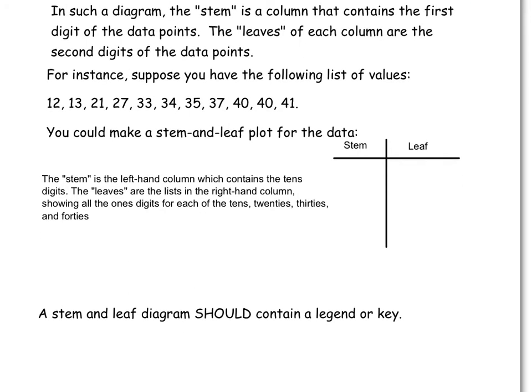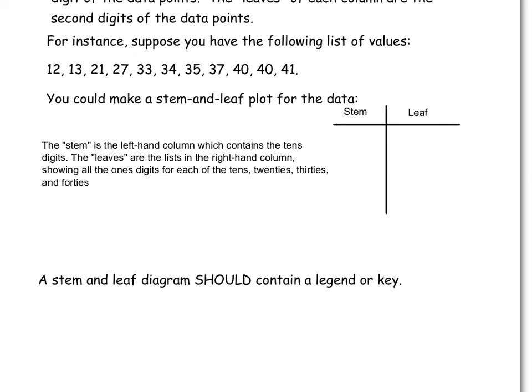So for example, here we have a list of data points, a list of numbers that are in order, so that's helpful. And we're going to make our stem and leaf plot using that data. So what we do is we look at each digit individually, and we put the first digit in the stem and the second digit in the leaf. So for example, the first number is 12, so the stem is 1 and the leaf is 2. The next number is 13. Well, the first digit is also 1, but the second digit is a 3. So I put that in the same row.